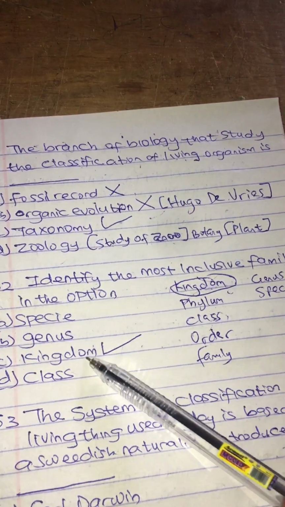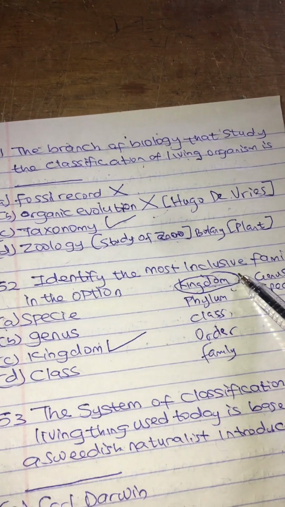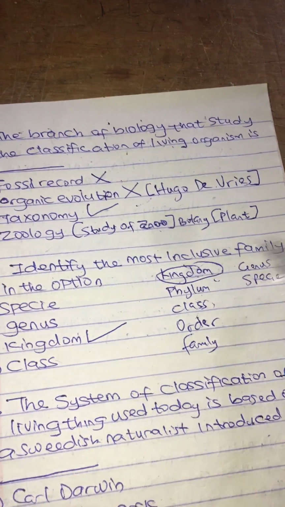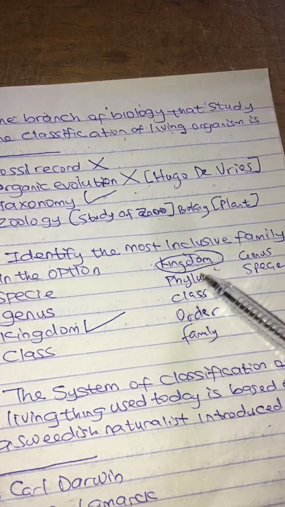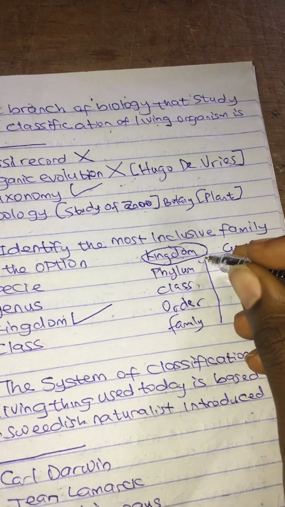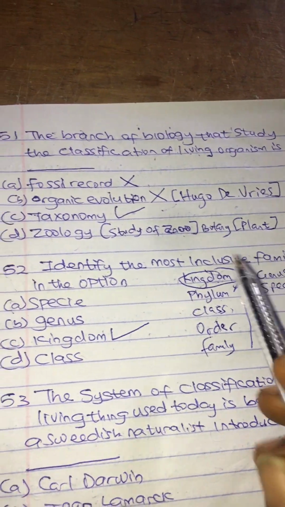So it depends on the options. JAMB can ask you to identify it. So once you know kingdom, phylum, class, order, family, genus, species, you just write it down and identify the most inclusive. The first one goes like this. I hope you understand it now.